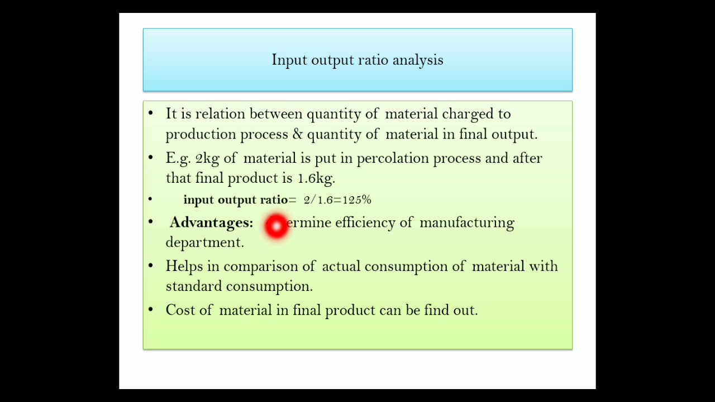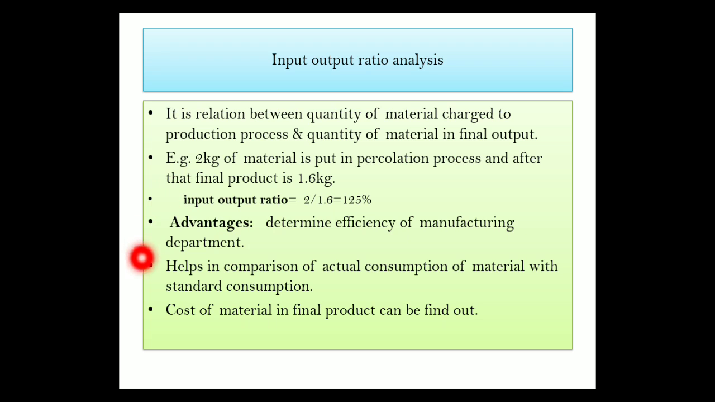Therefore, how can we calculate the percentage? The input output ratio is equal to the material used divided by the output, into 100, which is equal to 125%. In this way the IO ratio is calculated.